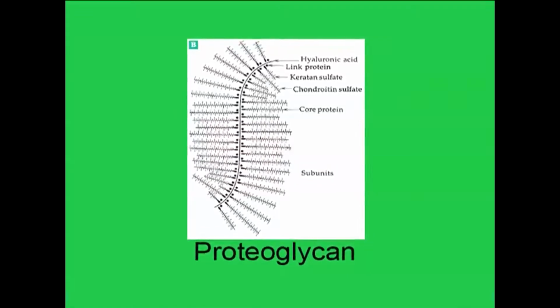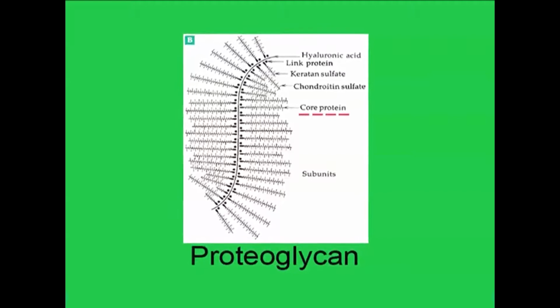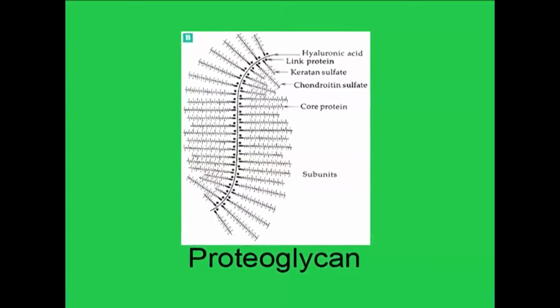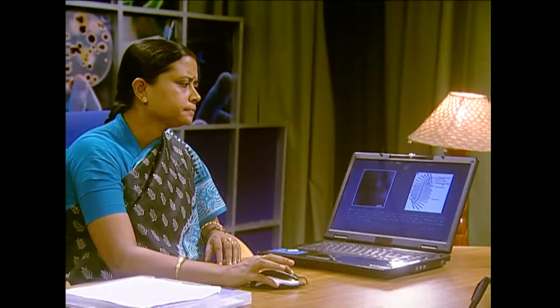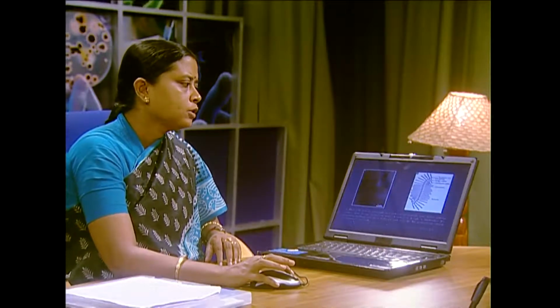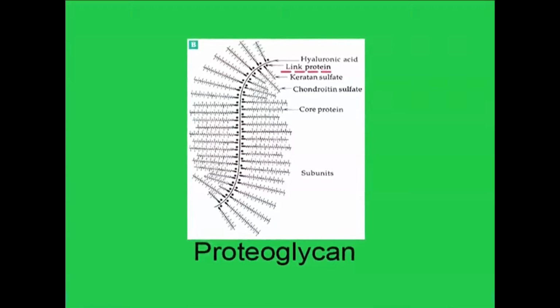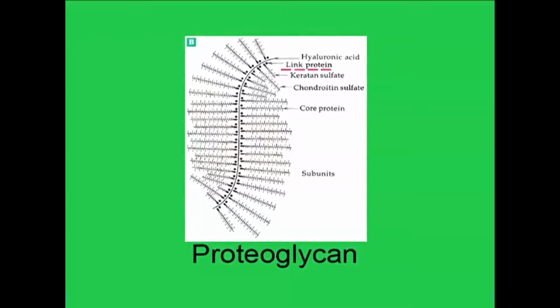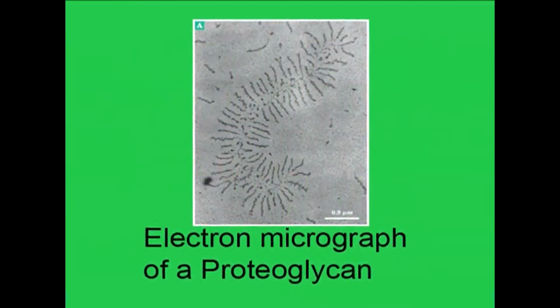This is the entire structure of the proteoglycan, covering the core protein and subunit structure. These subunits are formed by the joining of these glycosaminoglycans. These are all called glycosaminoglycans because these are aminated. And this is the link protein. The link protein is also connected with the hyaluronic acid chain. And this is the electron micrograph picture.